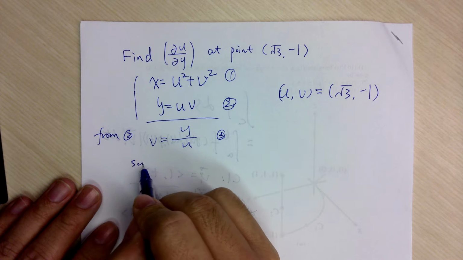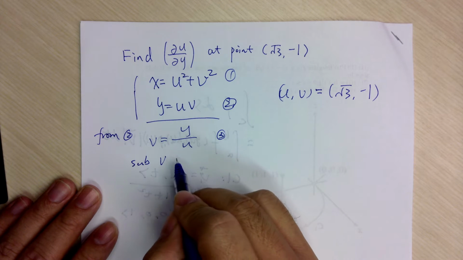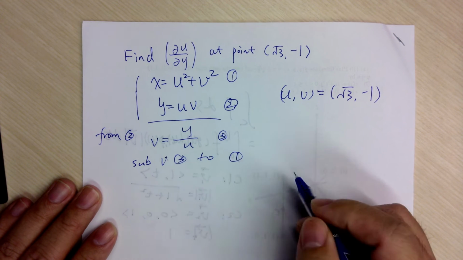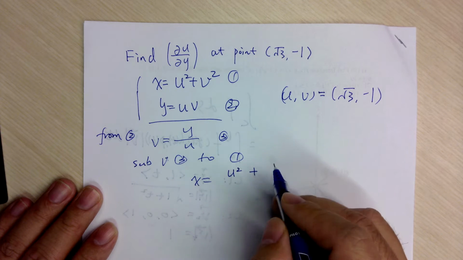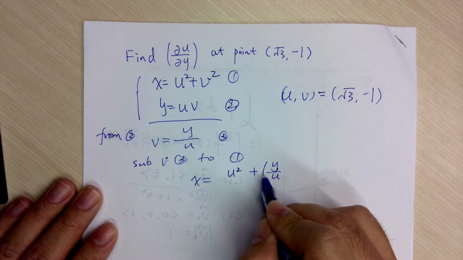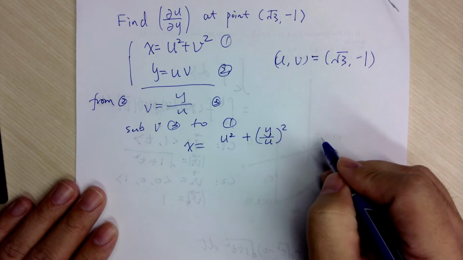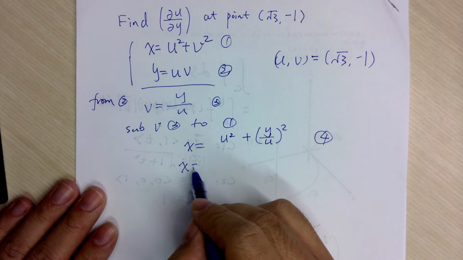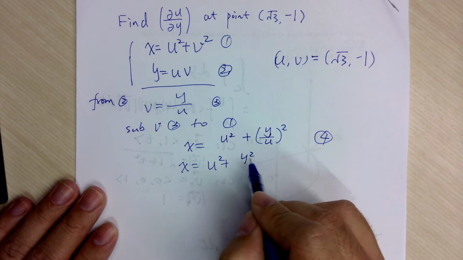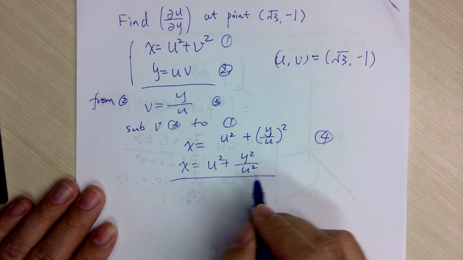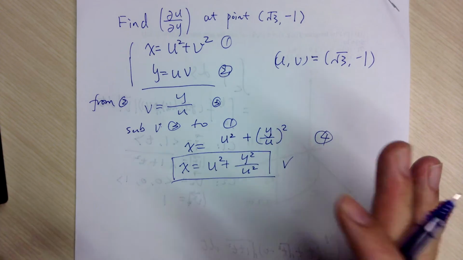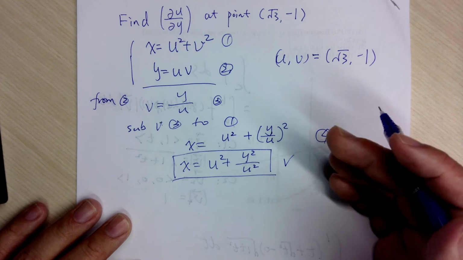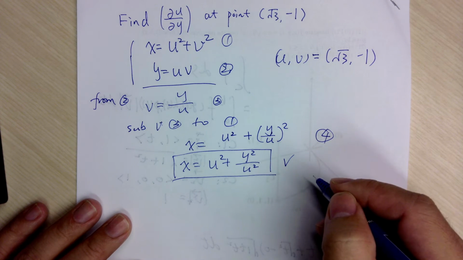So if we substitute v from 3 into 1, we're going to get x equals u squared plus y squared over u squared, right? We label this as equation 4. So as you can see, this is the equation that involves u and x, y only, because u is the dependent variable. We're looking at what is partial u, partial y, right?